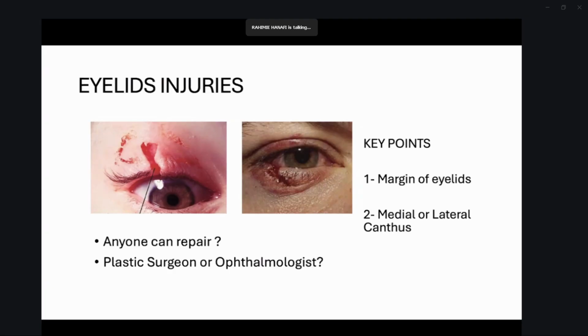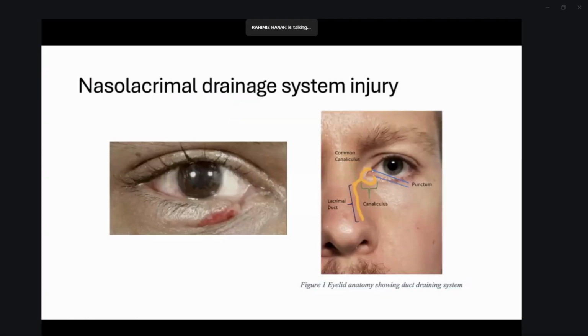So in the hospital, usually the emergency department doctors will see and either refer to the plastic surgeon or refer to the ophthalmologist. The key point is that the ophthalmologist needs to repair eyelid injuries that involve the margins and also eyelid injuries that involve the canthal area. Canthal means the corner, okay? Either the medial corner or the lateral corner, medial canthus or lateral canthus.